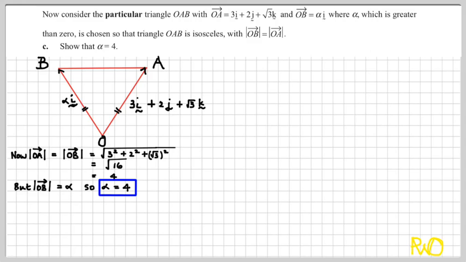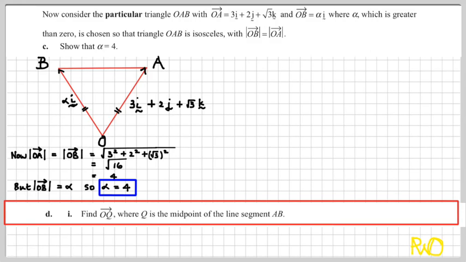There you go. Therefore alpha is 4. Well, that's beautiful. We've done it. Mr. Box, thank you. And the next bit: find OQ, where Q is the midpoint of line segment AB.